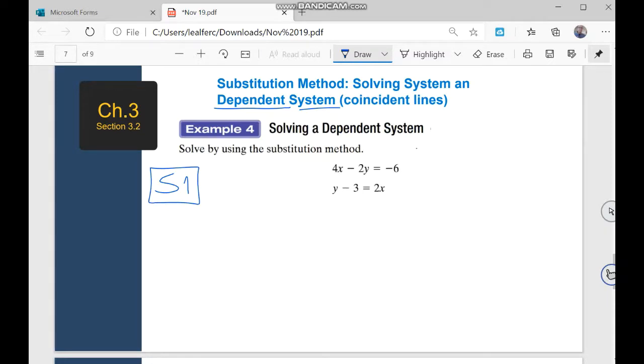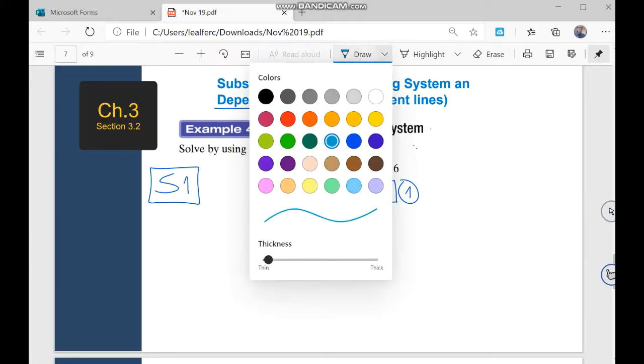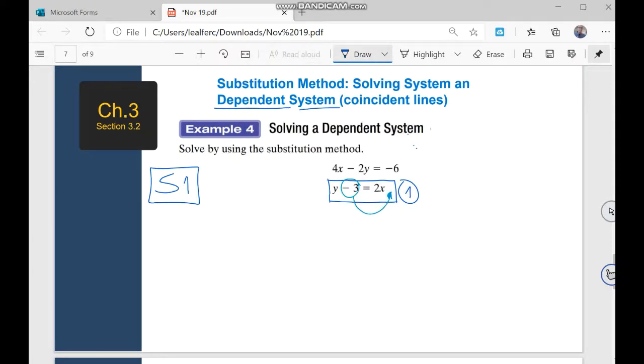For step number 1, choose one of the equations that give you less work, less trouble, and I think I'm going to choose the equation at the bottom. I'm going to call it equation number 1 because I can isolate y easily. I just need to move -3 to the other side, and we're going to change the sign, right? Then we're going to have y isolated on the left hand side. y equals 2x plus 3.